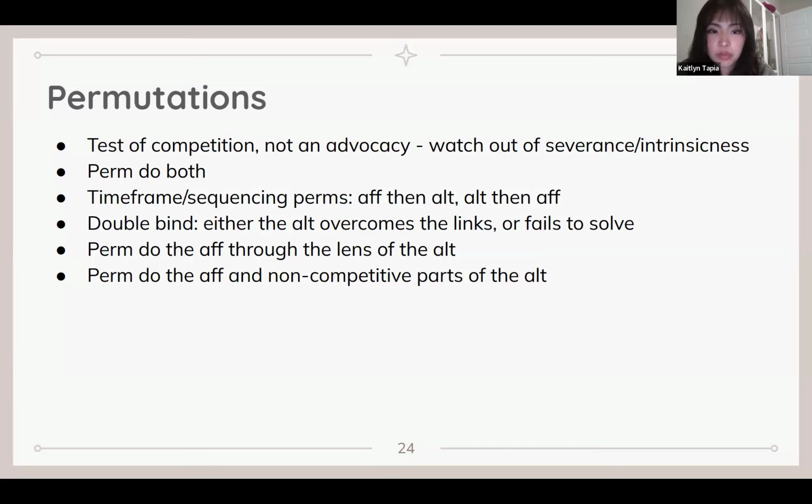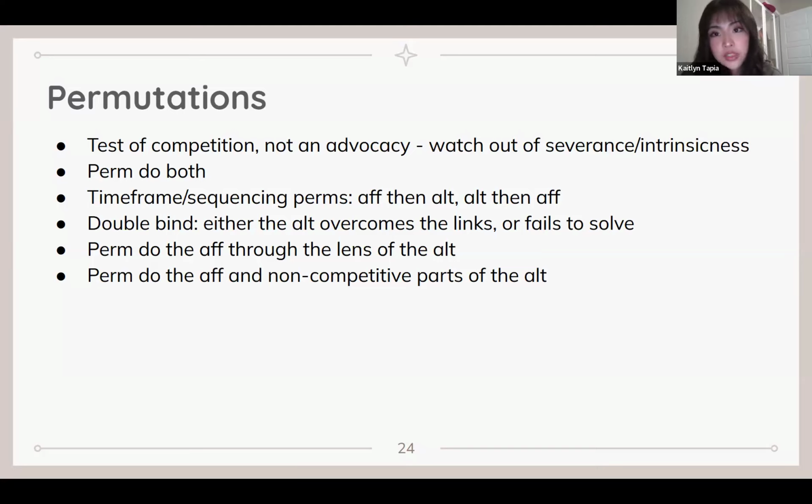The next example is a double bind, right? Either the alternative overcomes a link or it fails to solve for the links. So this is saying that when the negative reads the K, either the reading of the K and the presentation of the alternative should have resolved the problematic rhetoric of the AF by calling attention to it and raising awareness, or it fails to solve and it doesn't actually do anything, which means that you shouldn't vote neg even if they have outlined something wrong about the AF's assumptions, because they cannot solve for it.